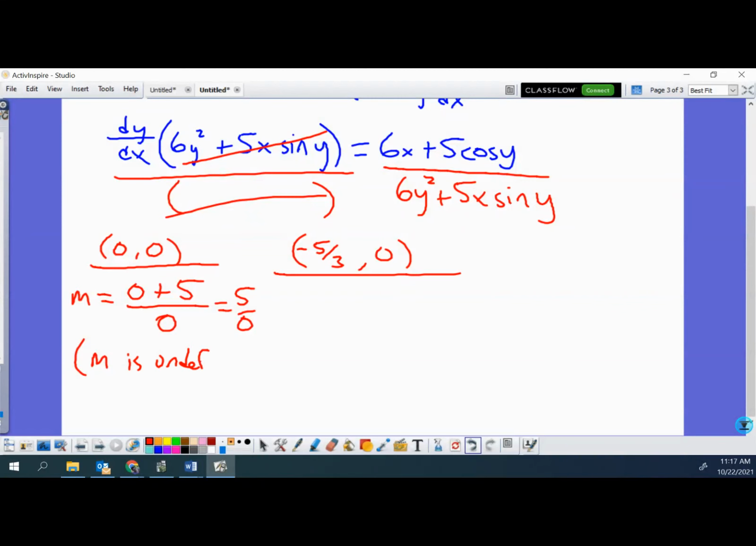I'll talk about what that means in a second. The same thing is going to happen over here because this also has 0 for y. So that denominator is going to do the exact same thing. It doesn't really matter if we plug negative 5/3 in for x. We're going to get negative 30/3, so negative 10, plus 5 on top, and we're still going to have 0 on the bottom. And so that's also undefined.